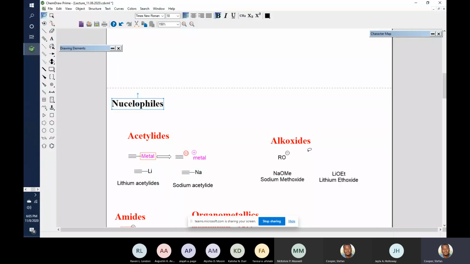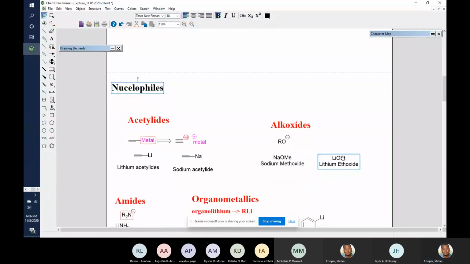We also have, on the other side, the oxides. This is where you have an RO minus charge. In the case here, if I have sodium OMe, this is sodium methoxide. If I have lithium instead and an OEt, this is lithium ethoxide. The alkyl group is based off your carbon chain. Here the alkyl group is an ethyl, so it's an ethoxide group.